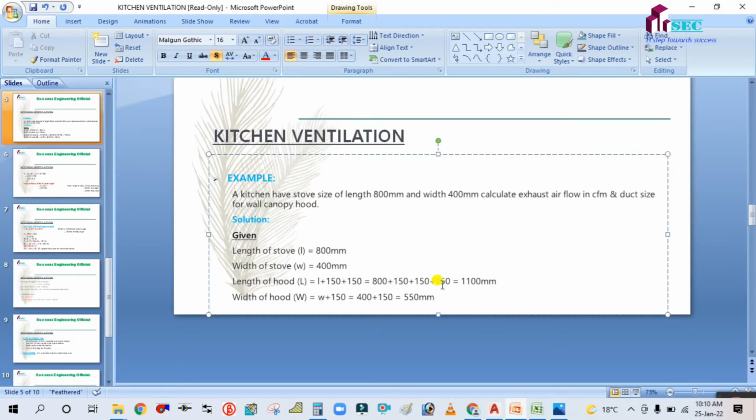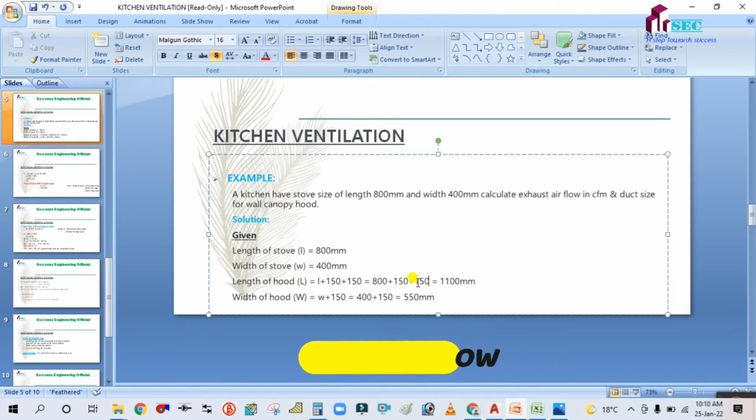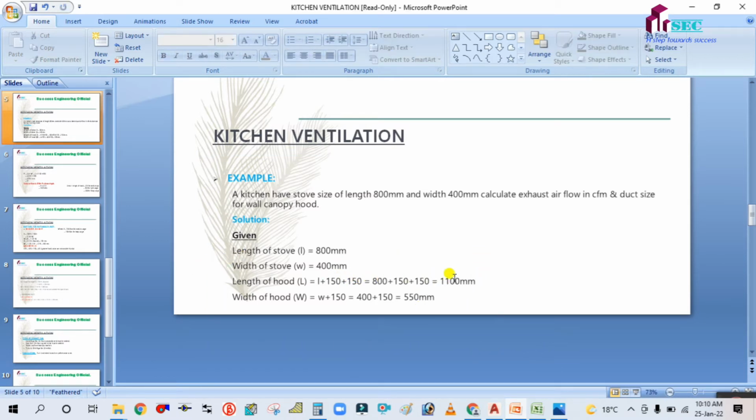So here will be your 150 only, 150. Here is 150, length plus 150, 150. Okay, so it's fine. 1100. The total length of the hood will be the length of the stove plus 150 each side, so it will be 1100.